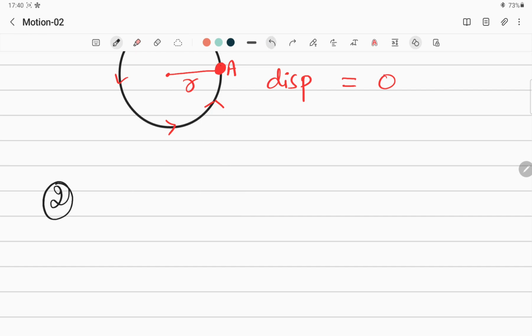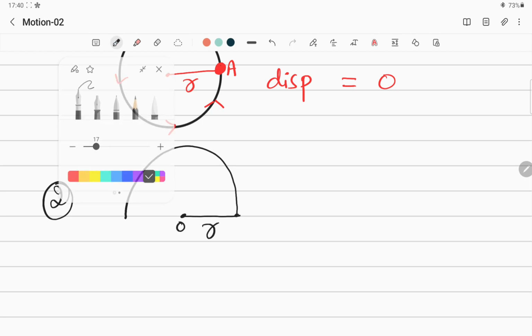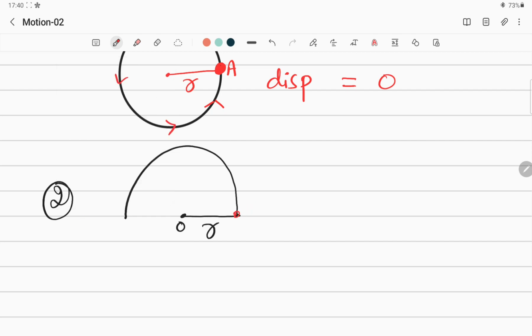For example, let me show it here in the form of a semicircle having radius r. This is a small r, and this is the center. In the form of a semicircle, he went like this. He started from this point A, took one semicircular round, and stopped here. Now tell me, what is the distance?